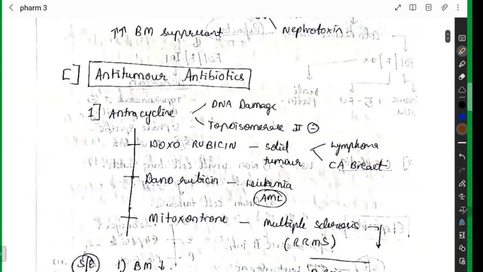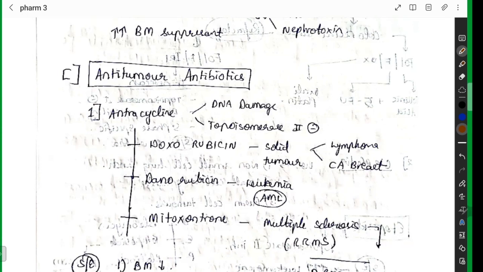So what are the 3 compounds I told you? What are the 3 compounds which are non-cell cycle dependent? Can you put in the chat box? Let me see. Alkylating agent, very good. Second group, platinum compound, third group, anti-tumor antibiotics.